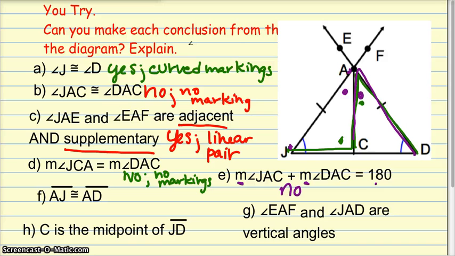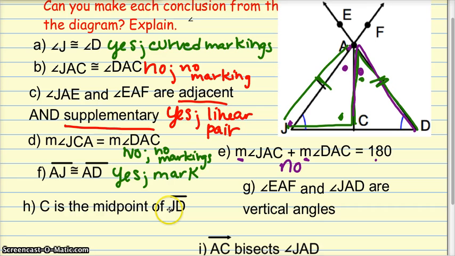All right, the next one says segment AJ and segment AD, are they congruent? Well, if you notice those two little tick marks, yes. And it's because the figure was marked for us.